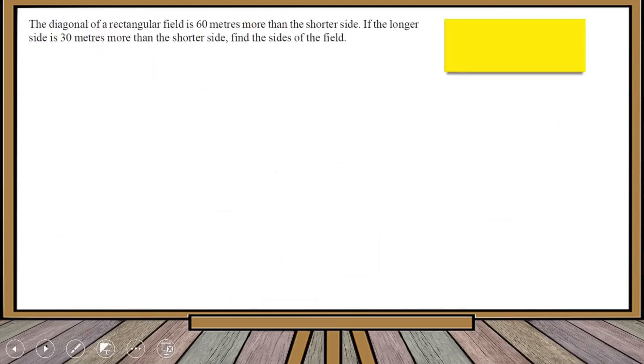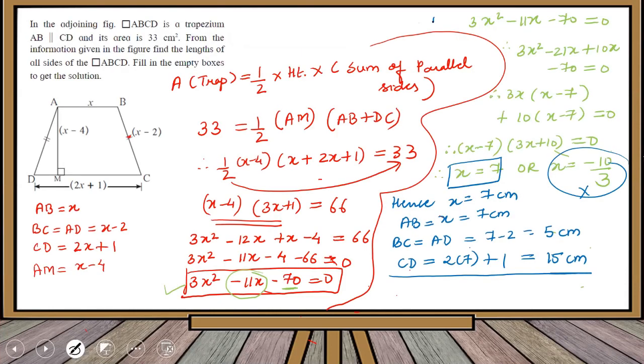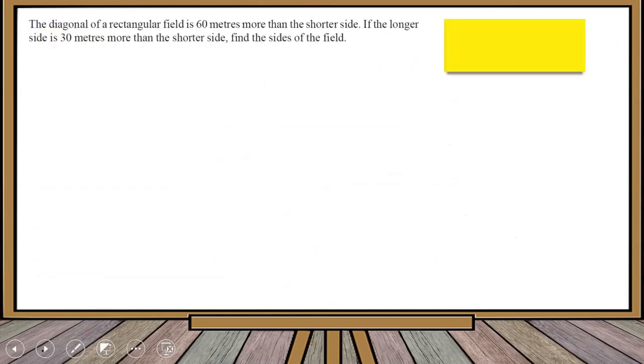Okay, second type of question, it says it's a rectangular field. You can see this is a rectangular field. Let us name this rectangular field A, B, C, D. The diagonal of a rectangular field is 60 meters more than the shorter side. If the longer side is 30 meters more than the shorter side, find the sides of the field.